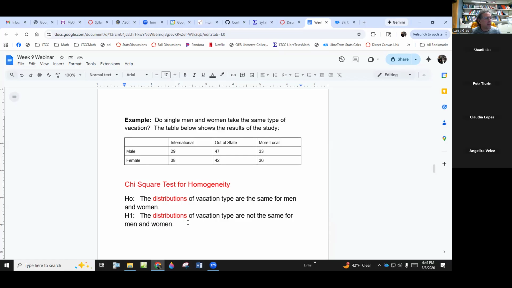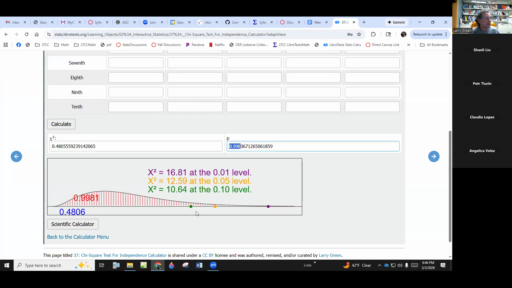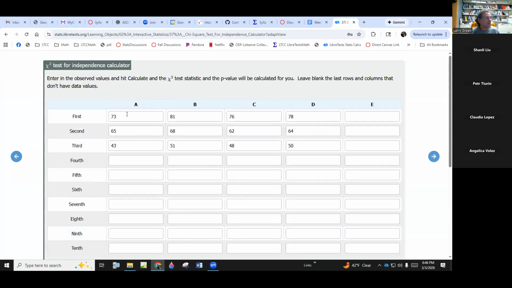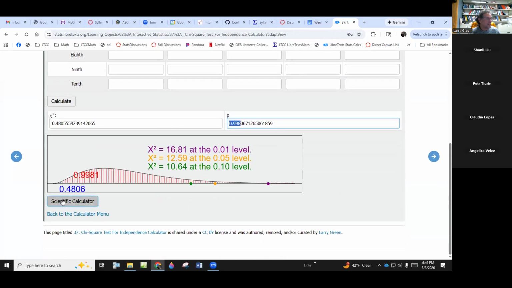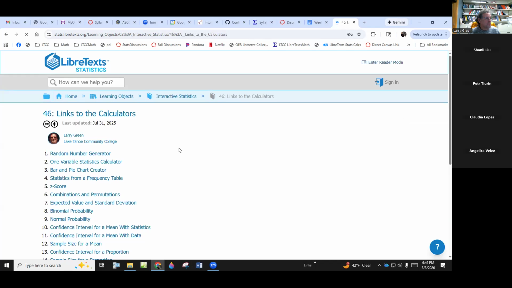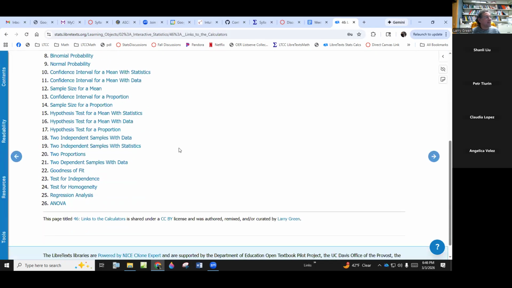Okay, what's the next step? Yeah, we go to the calculator. And this is not a test for independence, so I'm not going to use this one. Let's go back to the calculator menu. And what test number are we going to use?